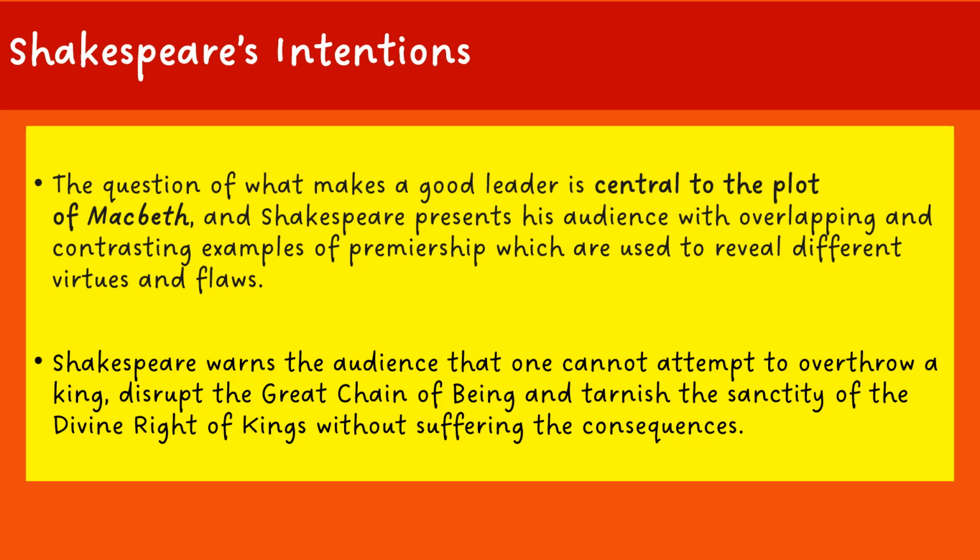Shakespeare uses the theme of kingship as well to warn the audience that one cannot attempt to overthrow a king, disrupt the great chain of being, and tarnish the sanctity of the divine right of kings without suffering the consequences. So he uses this play to warn audiences of the consequences of committing regicide. We assume he wrote this play as part of royalist propaganda, as we see that Shakespeare quite often tries to ingratiate himself with the monarch that was on the throne at the time. So this one obviously is King James I.